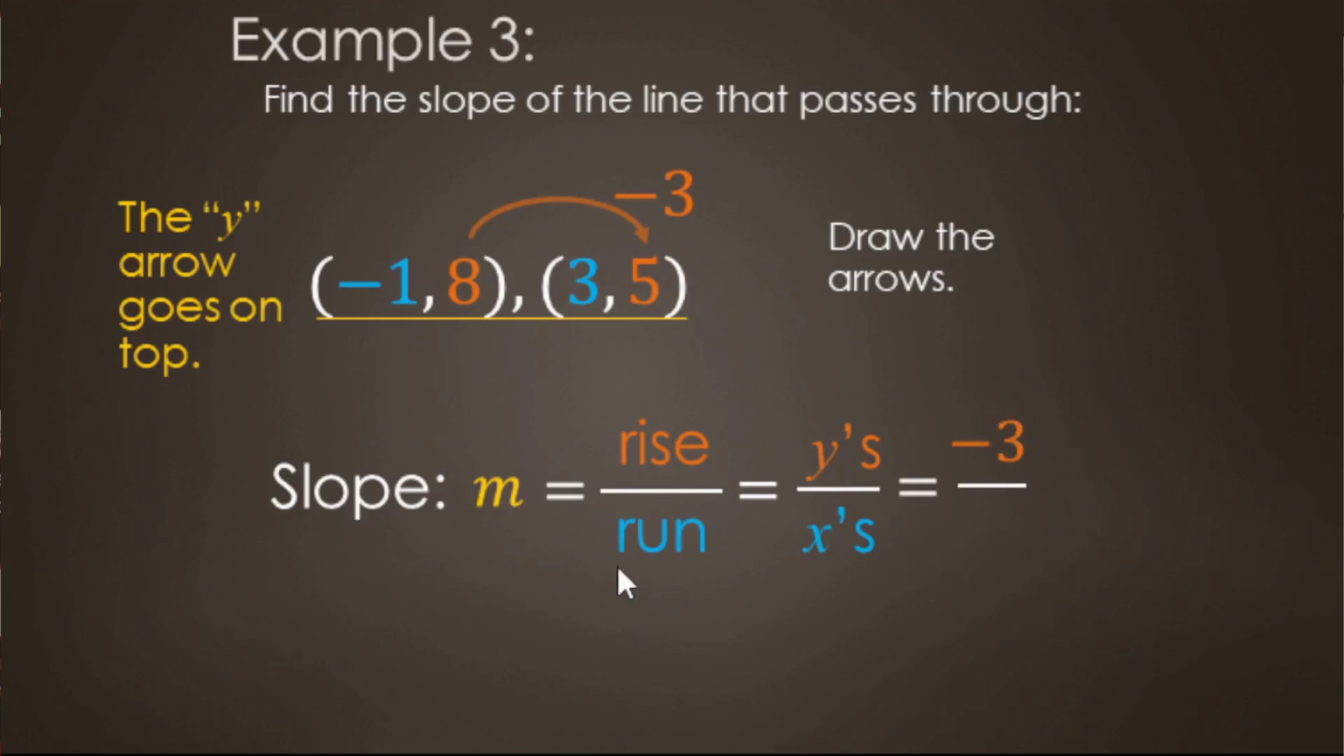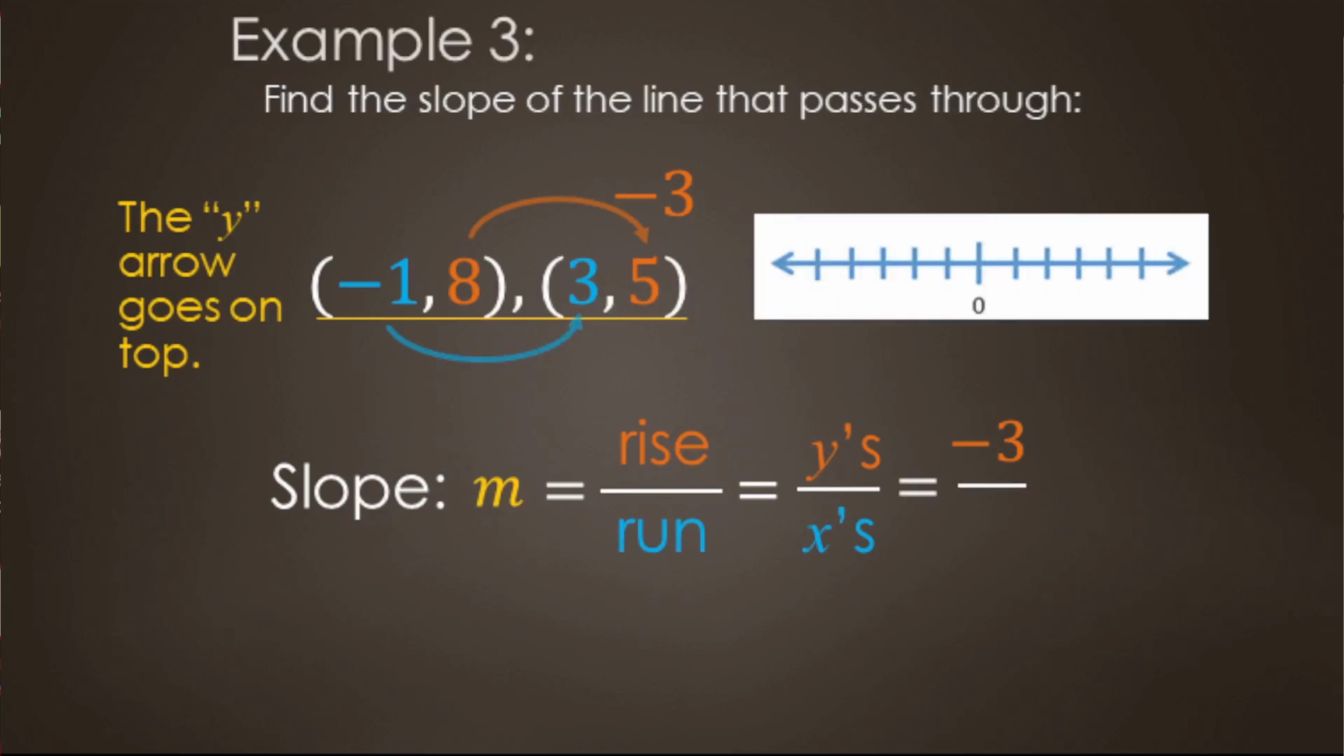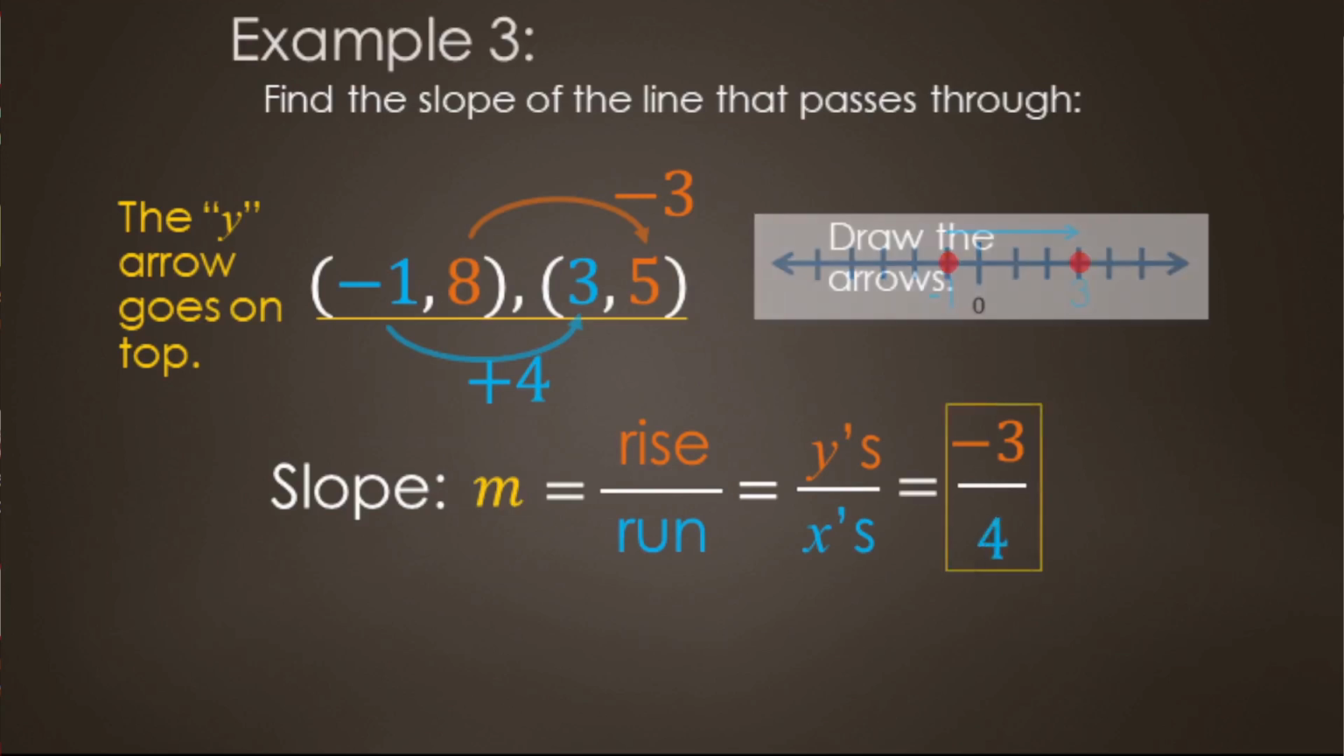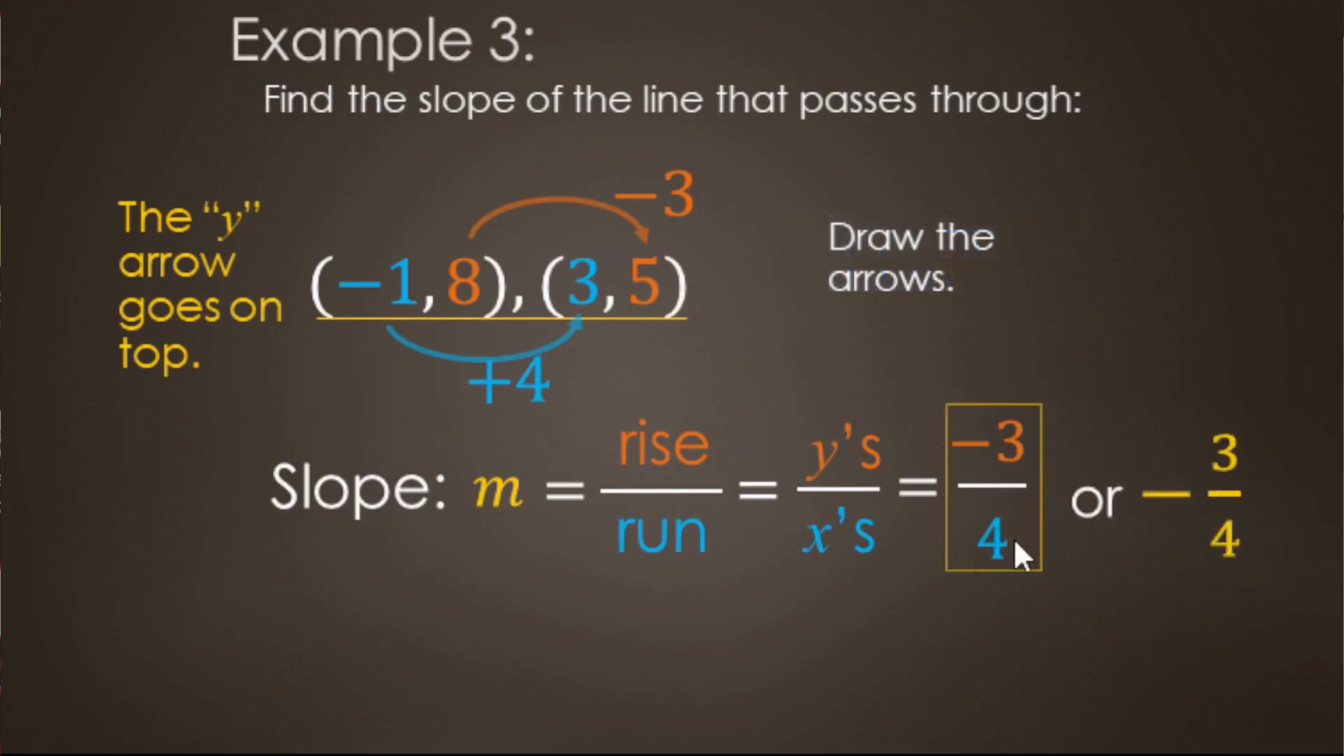Now for the run, or the change in x's, starting at negative 1, ending at 3, this one does cross over 0, so it's a little bit tricky to visualize. So here we go. Starting at negative 1 and ending at positive 3, we're going to count 1, 2, 3, 4. So this one's going to go over 4, or to the right 4. So that's going to be our run, a 4. So our slope is negative 3 over 4, or negative 3/4.